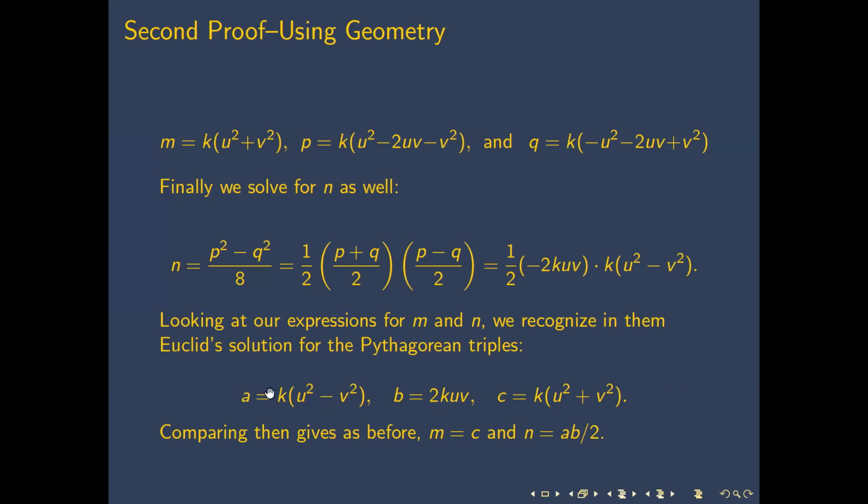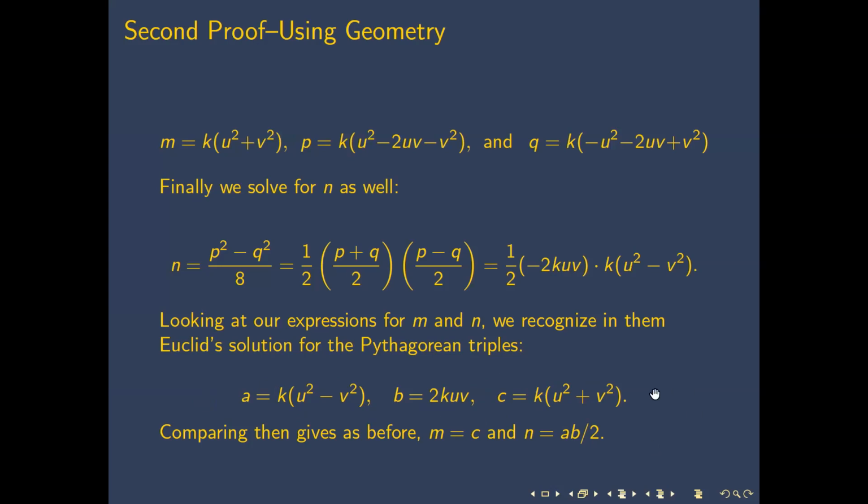Side note, if you want to get this Euclid solution, you can get it the same way we just did this factoring problem. Just start with the unit circle instead of the circle with radius root 2, and you can get these formulas.